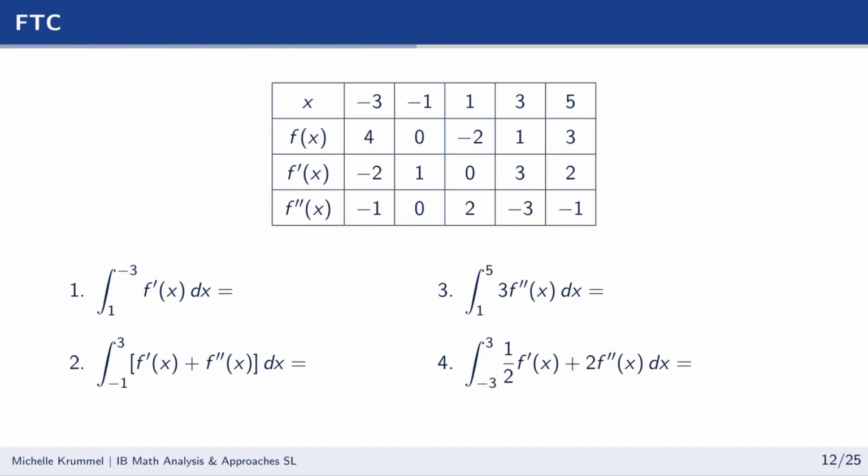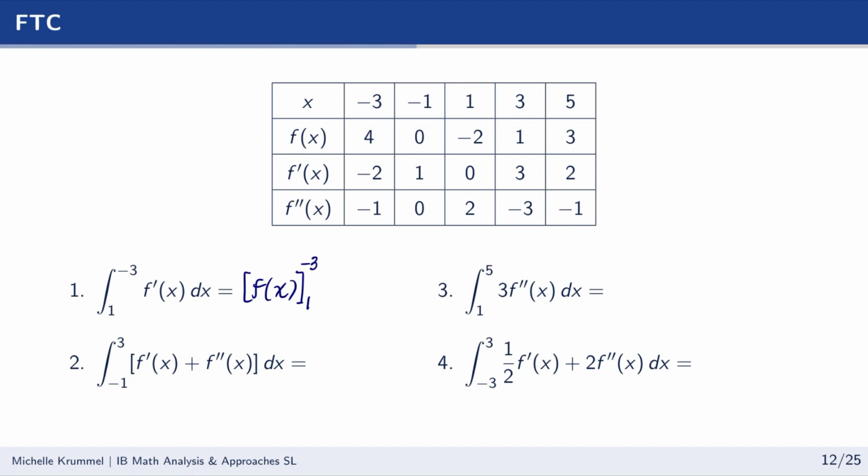For this next set of problems, we're going to use a table to help us evaluate the definite integrals. So number 1, the antiderivative for f prime of x is f of x. We're going to assume that these functions are continuous because we have no way to verify that. And we are evaluating from 1 to negative 3.